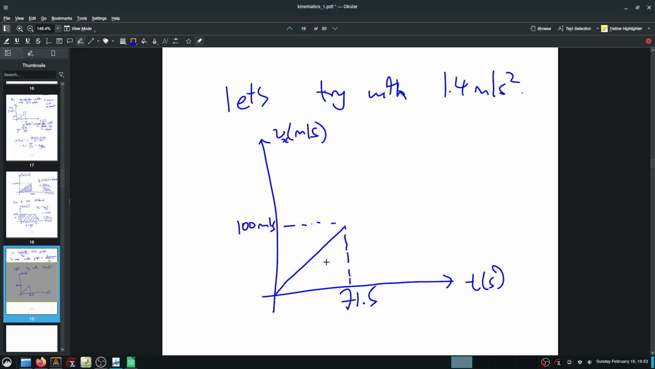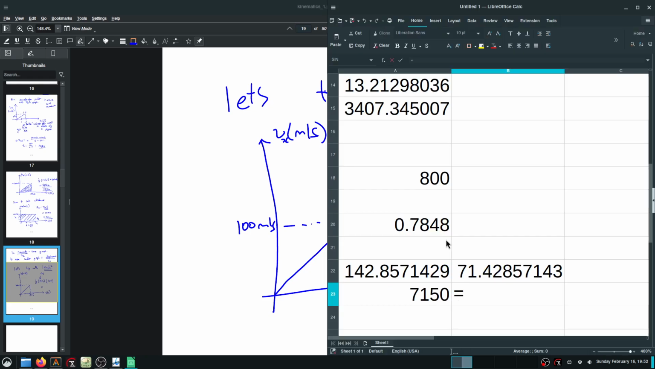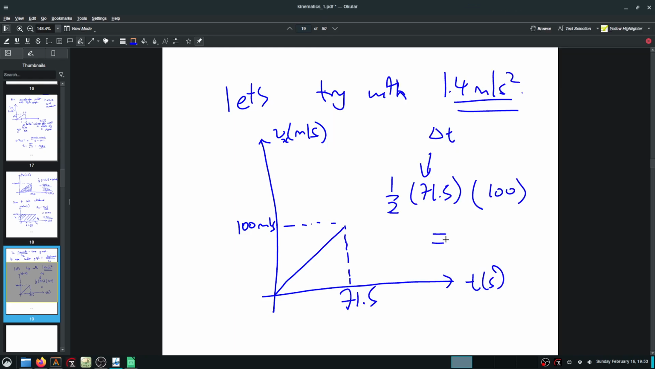Let's repeat the process. If we allow more acceleration, what's the formula? Half base, which is 71.5, this is actually the delta t, and we multiply by the velocity at the end, 100 meters per second. So this equals 0.5 times base 71.5 times height 100. This may be more reasonable: 3.575 kilometers.